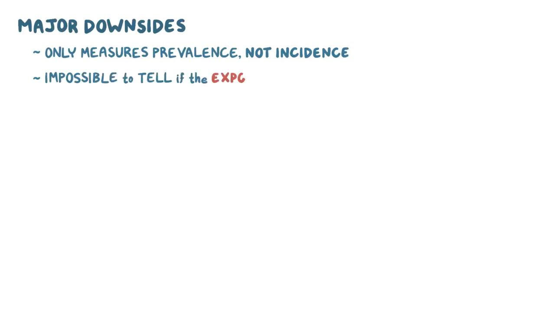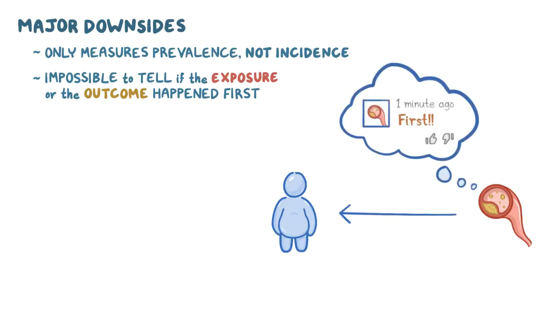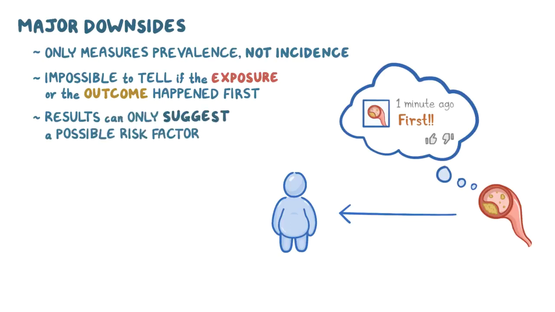But cross-sectional studies also have some major downsides, particularly because they only measure information about prevalence and not about incidence. Since you don't know anything about what happened to the individuals before they joined the study, it's impossible to tell if exposure or outcome happened first. For example, you don't know if people were obese before they got high cholesterol, or if people had high cholesterol before they became obese. Because of this, the results from a cross-sectional study can only suggest that obesity is a possible risk factor of high cholesterol, but they don't provide enough evidence to say that obesity actually causes high cholesterol.